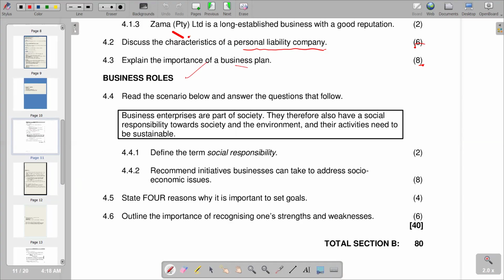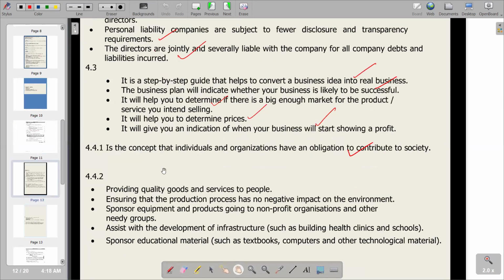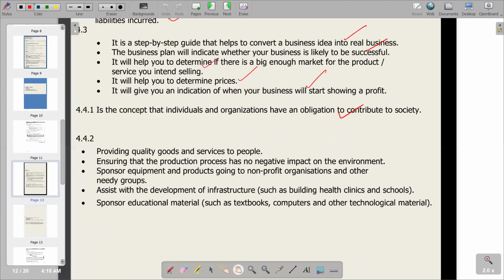So we have initiatives a business can take to address social economic issues. Basically, those are the issues pertaining to the environment of society that the businesses are operating in. In 4.4.2 now, we can try to see the responses that we are having. The first one is providing quality goods and services to people. That's the first that we have.